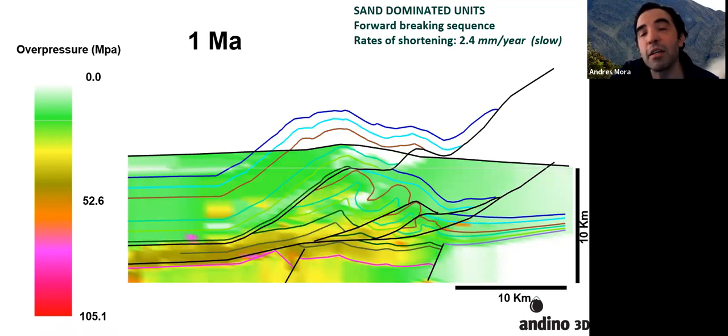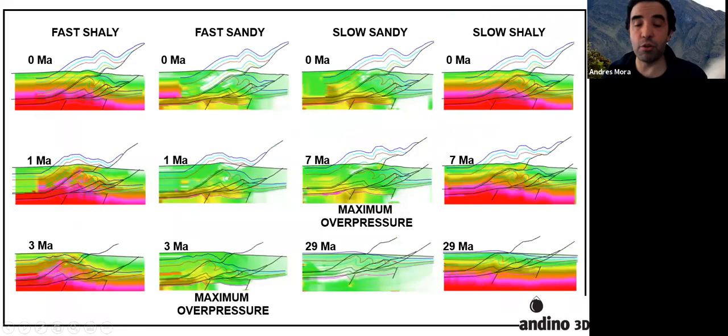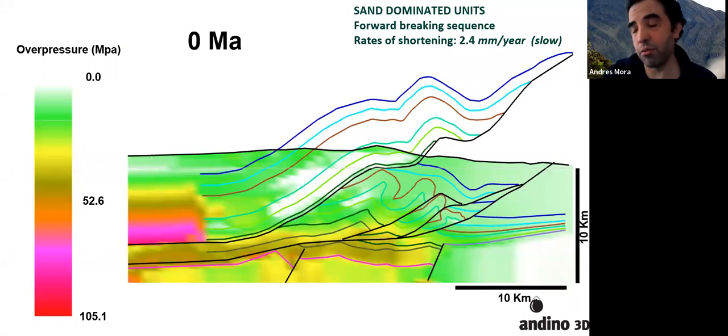So then what we see is that even at 0 million years, the most internal thrust sheet could be in a hydrostatic state or even underpressured. And the frontal ones have some areas with hydrostatic pressures and a slightly high overpressure, which is in line with the actual observations. If we go later, I will show the actual pressure data.